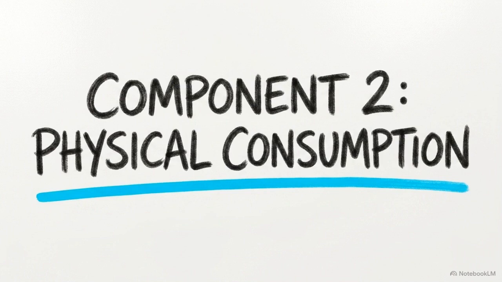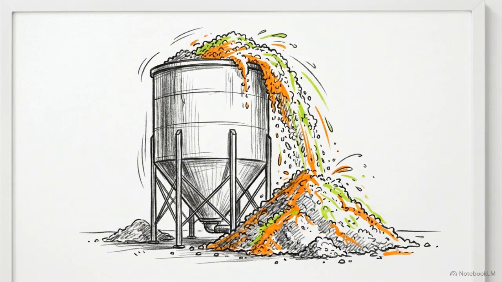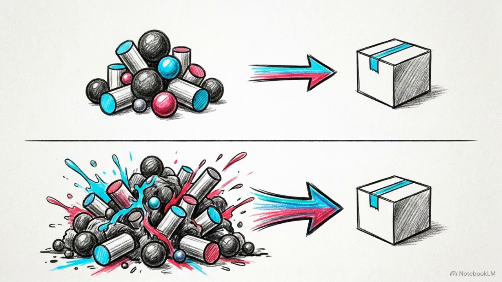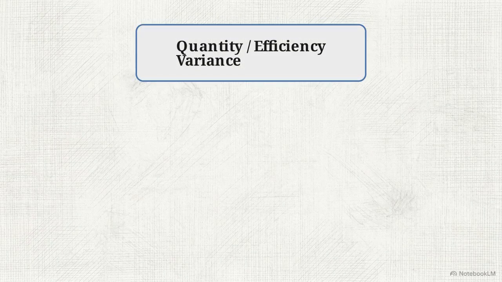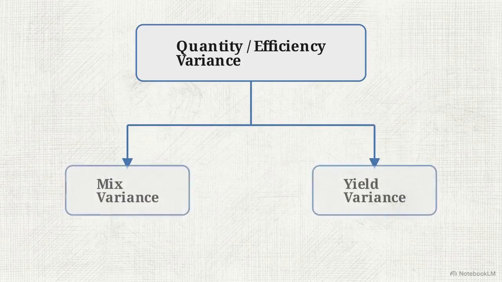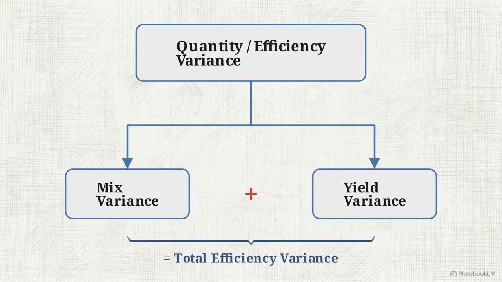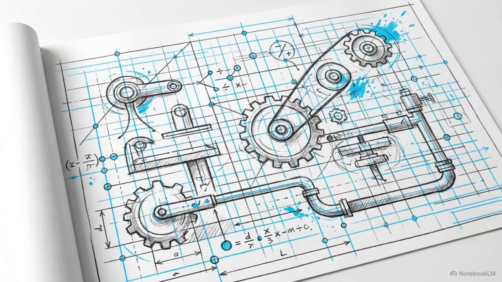The second component is the yield variance. This isolates the financial impact of the physical volume consumed, whether the process required more or fewer total inputs than budgeted to create the final output. Together, they form a complete picture. The parent quantity, or efficiency variance, splits cleanly into these two parallel child nodes. We are going to construct the exact mechanical framework required to isolate and calculate these two variables.